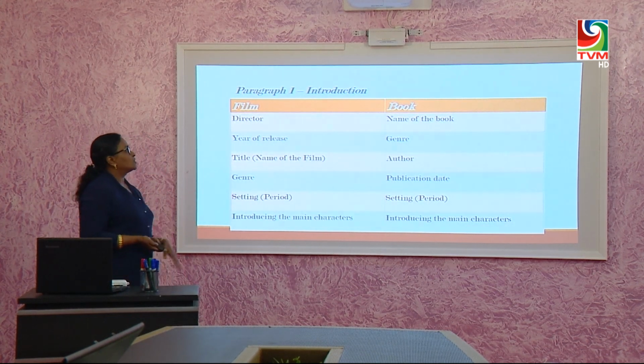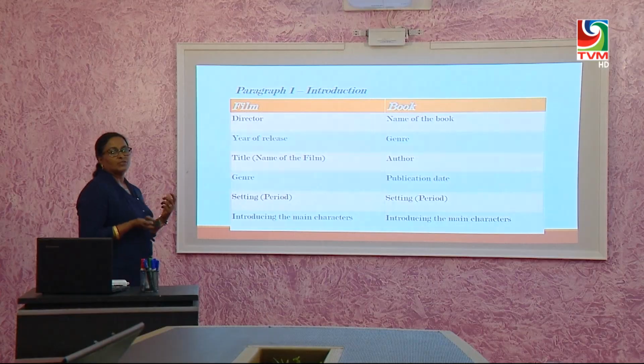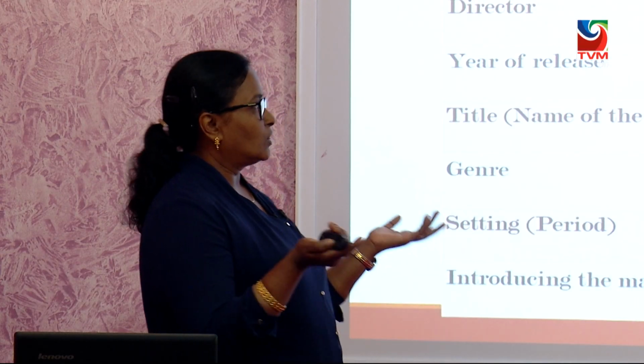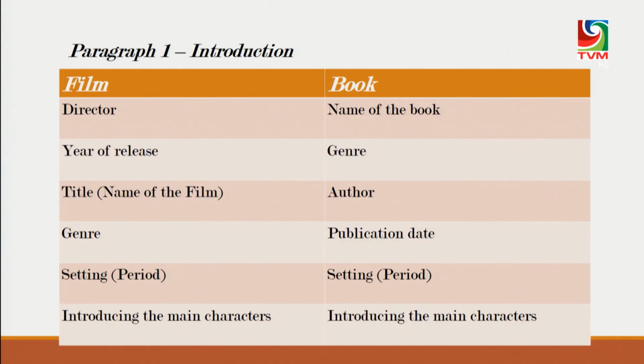And in case they ask you to write a book review, you have to write the name of the book, okay, Lost and Found. Then the genre, whether it is a fun one, a comedy, or an adventure book, whatever it is, you have to mention that. The author, the person who writes the book, it can be one person, or it can be co-authored by many. And then the publication date, when it was published.